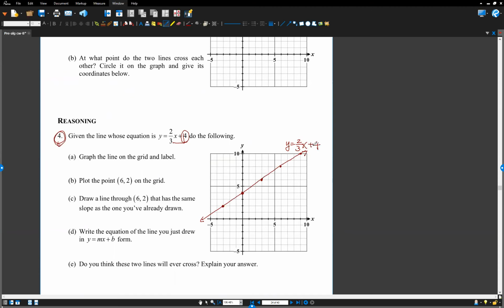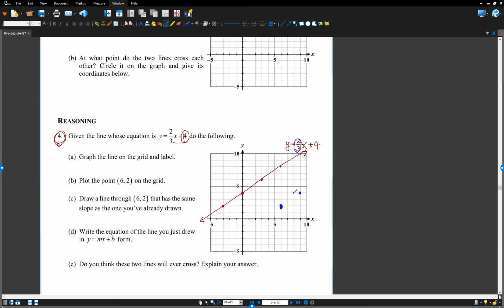Okay, plot the point 6 and 2. Where is 6 and 2? This is 6 and 2 over here. You're going to draw a line through 6 and 2 with the same slope as this one, 2 over 3. Using the same pattern, you can choose any point. You don't always have to choose the y-intercept. Move 3 right, 2 up, 3 right, 2 up. That's the next point.